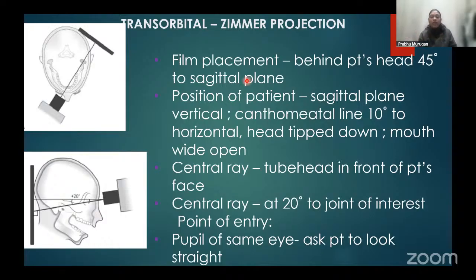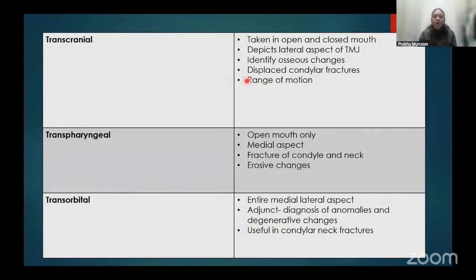The other names for it have to be remembered, and how each passes through the particular region to capture the TMJ. Okay, so I want you to remember this table when it comes to the TMJ views. First is the transcranial view. It is taken in both the open and closed mouth positions, and it depicts the lateral aspect of the TMJ. This helps to identify the osseous changes or surface irregularities of the condyle, coronoid, and all that. Displaced condylar fractures can be captured in this one, and the range of motion of the TMJ is also viewed in the transcranial projection.